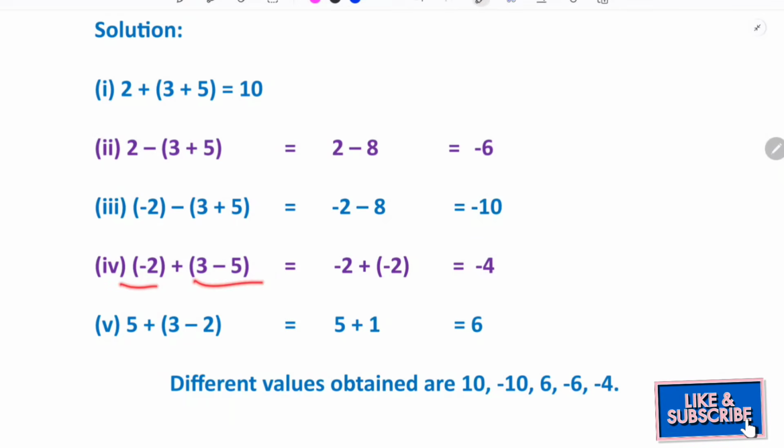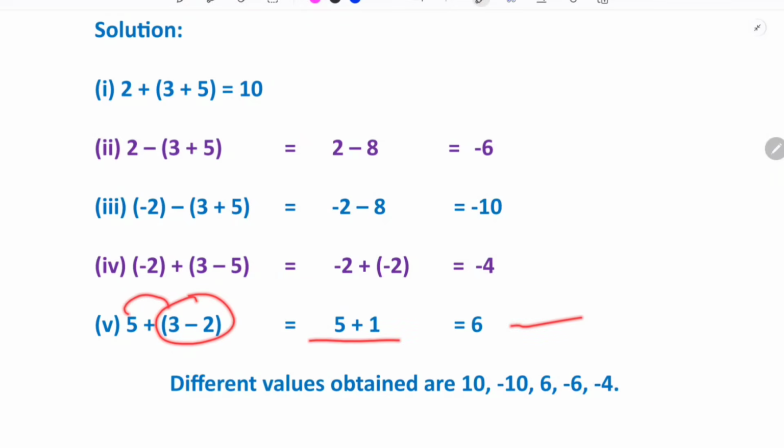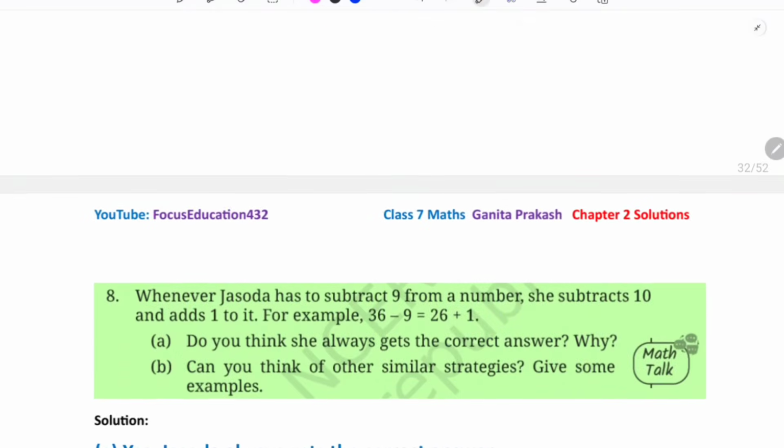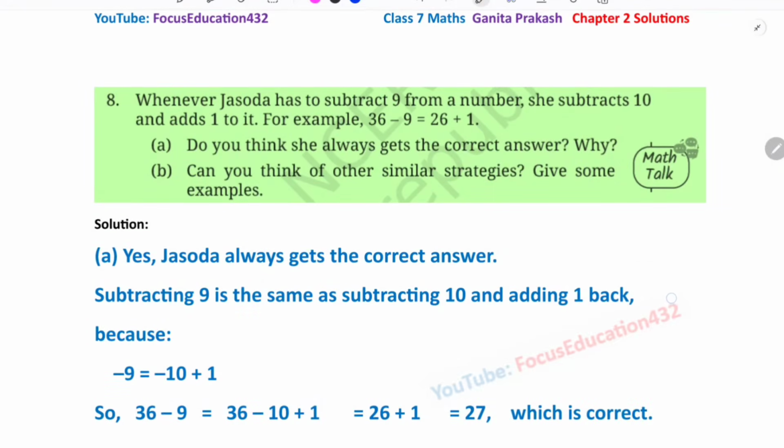Minus 2 plus of 3 minus 5. So minus 2 is as it is. 3 minus 5 becomes minus 2. So plus minus 2 means minus 2. So minus 2 minus 2 becomes minus 4. 5 plus 3 minus 2: 3 minus 2 becomes 1. So 5 plus 1 is 6. So different values are obtained by using the same numbers. Now 8th question.